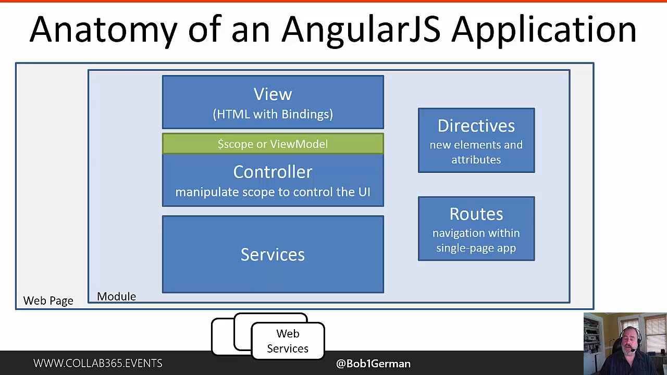There are also services. A lot of them come with Angular and you can write your own, and these are just simple components that provide some kind of a service for you, like access to web services or navigation in the browser. Then there are directives where you can actually create your own new elements and attributes that fit right into your HTML, and routes, which are used for navigation in a single page application. Now, we're not really going to use them very much here because we're really focused on running inside of the SharePoint application on behalf of web parts and forms, so we don't really need to navigate within those things.